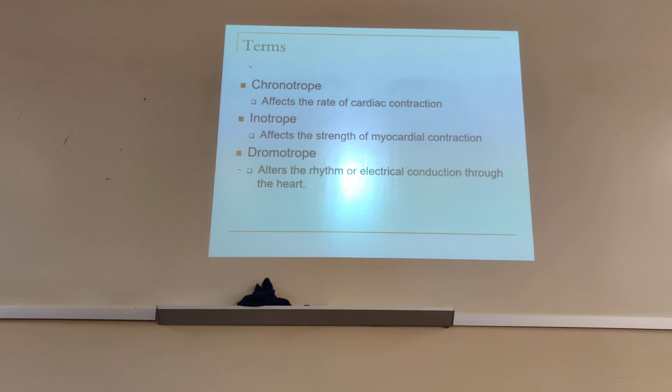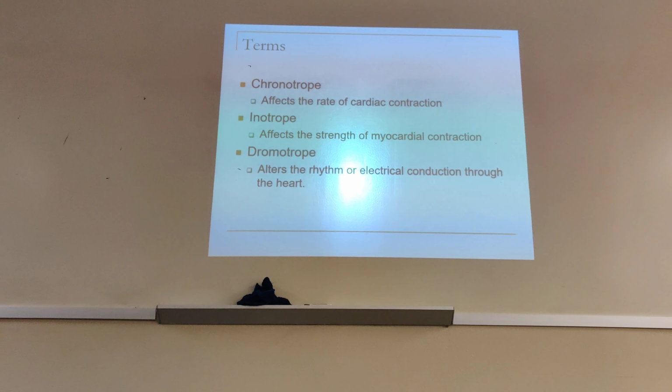And then negative chronotrope will be like beta blockers. You give a beta blocker, it will block the beta 1 receptor site, which would otherwise increase the heart rate. In that way, it slows down the heart rate. Okay? And then we have inotrope.